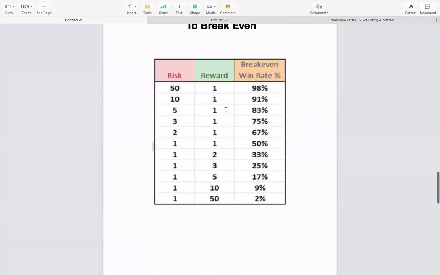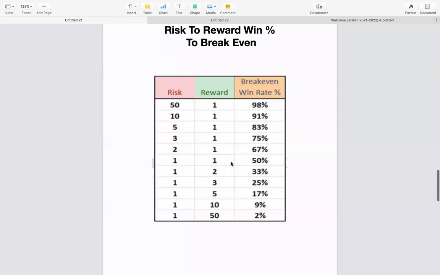We talked about last week why risk to reward matters. If you trade only 1-to-1, you have to win 50% of your trades to break even. If you simply raise that to 2-to-1, you only have to win 33% of your trades to break even, meaning you can lose over 7 out of 10 trades and still break even. If you raise that to 1-to-3, you can lose 75% of your trades and still be at break even. Now, we don't want to be losing that much, of course, but it takes the pressure off of having to try to win all the time.